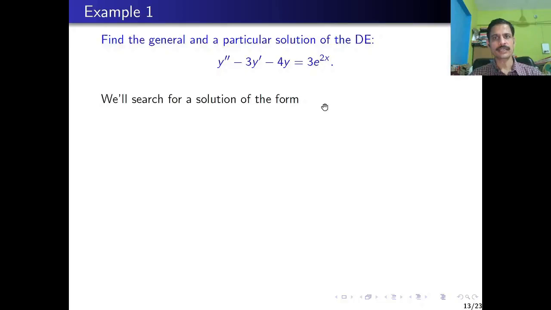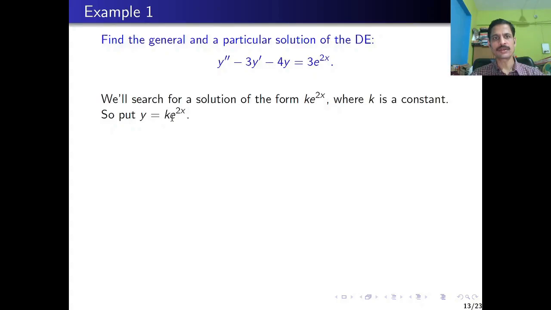Looking at R(x), we should look for a solution of the form k e raised to 2x. Since R(x) is of e raised to 2x form, we would like the solution of this non-homogeneous ODE to be of the form k e raised to 2x, and when we substitute this in the given non-homogeneous ODE, we will find what value of k satisfies it. So we start with an arbitrary constant as a candidate solution.